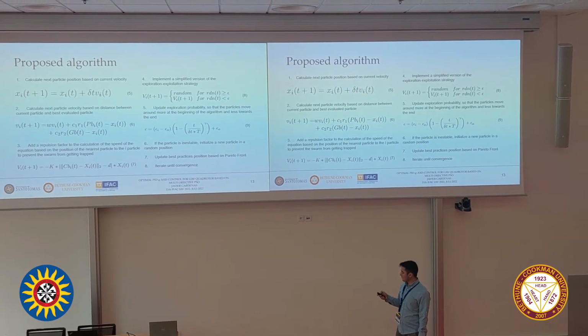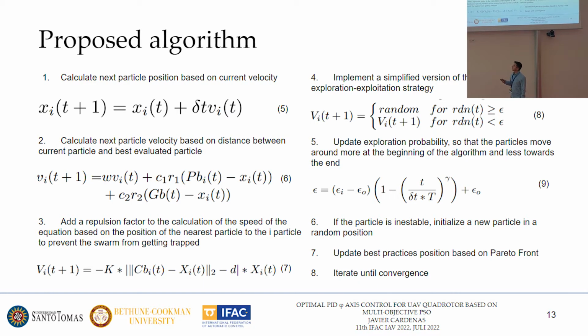So what we propose is to use the algorithm as follows. First, we initialize the particles around the space, and in each iteration, we calculate the next particle position based on the current velocity. It's the current position plus delta factor times the current velocity. And then we update the velocity based on this equation, which means that we are going to share the position of the best particle. We have some parameters that we have to tune.